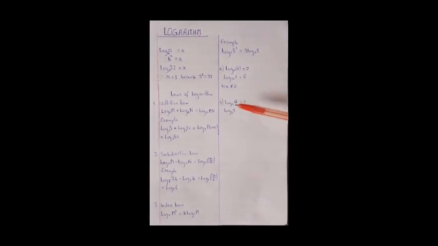Next one is the log of a number to its own base is equal to 1. So if you have log a base a, the answer is 1. Log 3 base 3, the answer is 1. So the log of a number to its own base is always equal to 1.